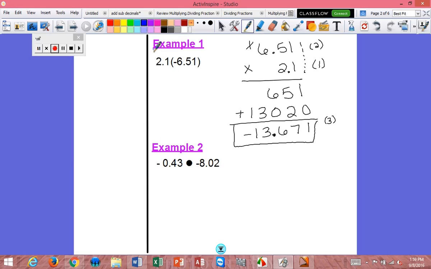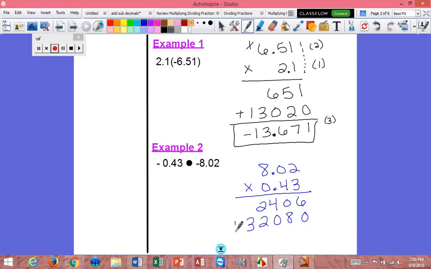Alright, example 2, we have -0.43 times -8.02. Okay, 2 times 3, 0 times 3, and 8 times 3. Put the placeholder, 2 times 4, 0 times 4, and 8 times 4. Obviously, I'm not going to multiply everything by the 0 because if we put a bunch of zeros here, that does not change anything. And then I'm going to add.